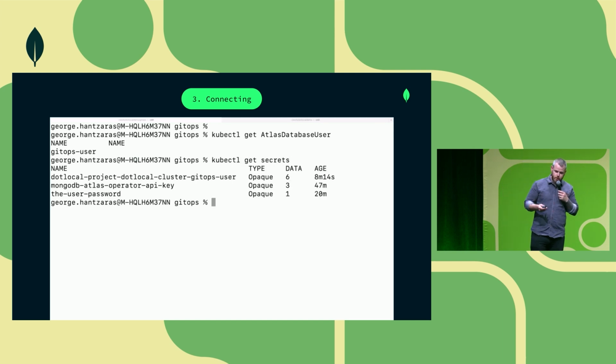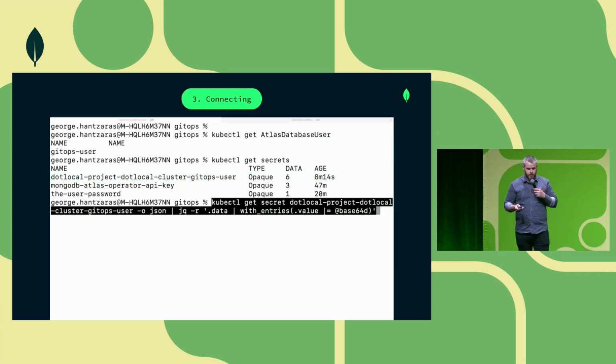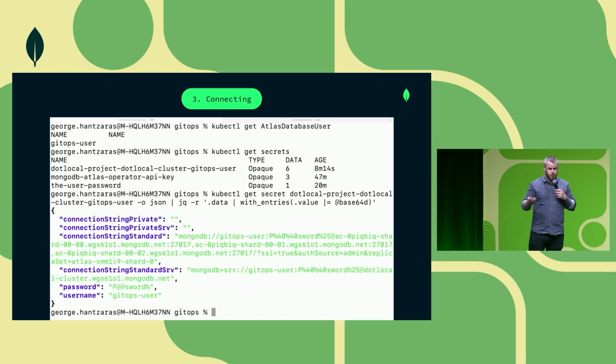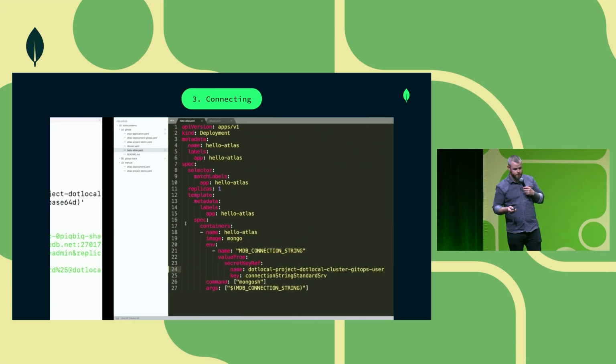So when a user's created, we actually create a second secret. It's named for the project cluster username combination. And the secret contains all the connection information, including the connection string that you can see there, that's needed to actually connect to our deployment.